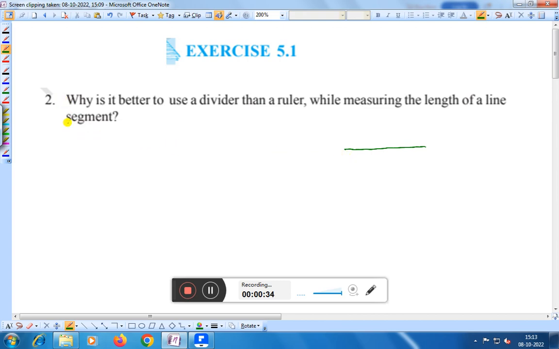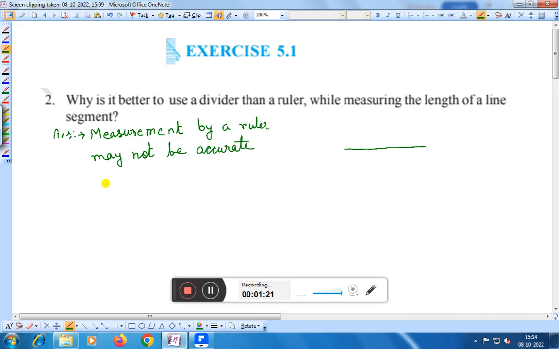Right. That means the answer is measurement by a ruler may not be accurate, due to the thickness of the ruler.